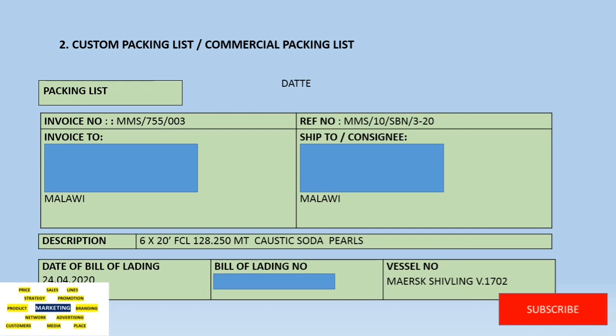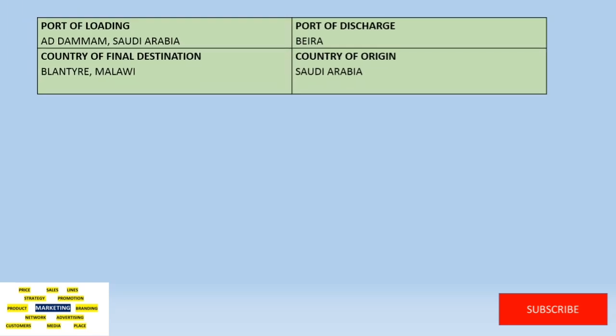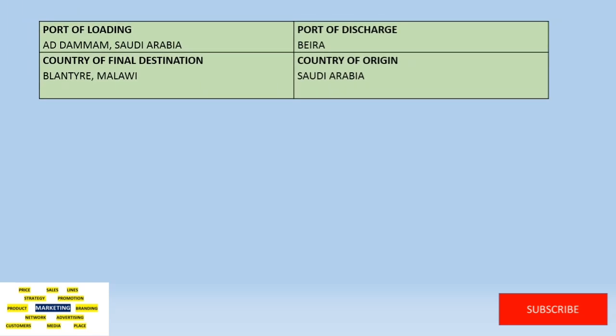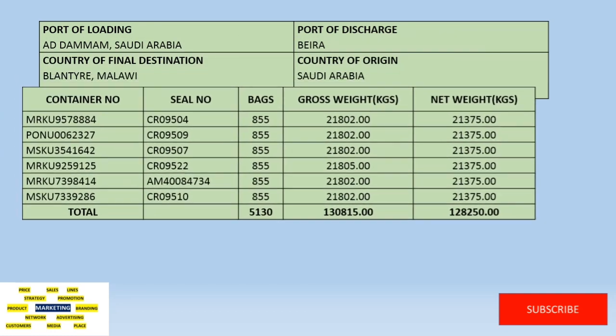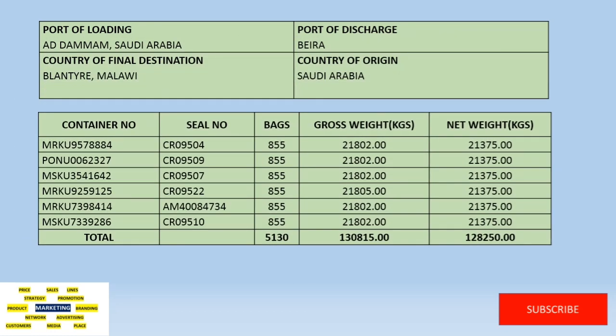So the original receiver party can check where the actual vessel is, header and footer, and they can check when the goods will come. Now we see the packing list. Port of loading, port of discharge, same as commercial invoice.